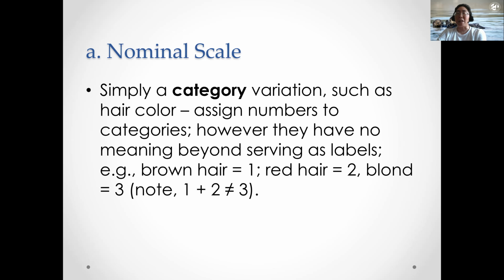Now, nominal scales, since they use categories, the numbers actually don't have meaning. So we might assign brown hair to the number 1 when you do the analyses of the data, but that doesn't mean 1 equals brown hair. As you can see on the screen, it says red hair equals 2, blonde hair equals 3. Well, brown hair plus red hair does not equal blonde hair. So that's, as you can see, why the numbers actually don't have any meaning. And we're going to find out later that for the nominal types of scale, we're going to use what's called a chi-square analysis.